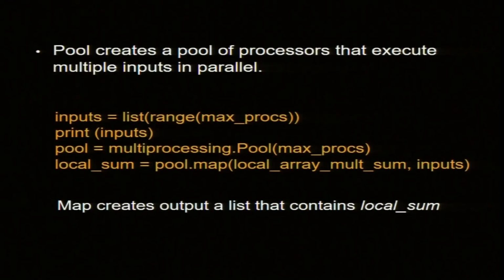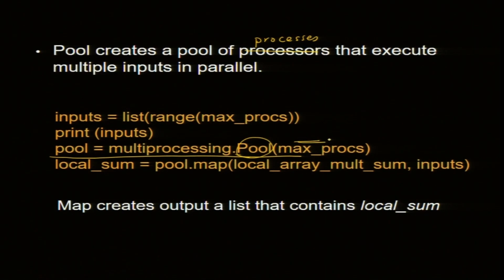So, the syntax is: pool creates a pool of processes, actually not processors, a pool of processes that execute multiple inputs in parallel. That is the idea of OpenMP. So, pool works like this: multiprocessing.Pool. Pool is a function, and you give it the number of processes, number of procs. So, it will create a pool or data structure, okay.